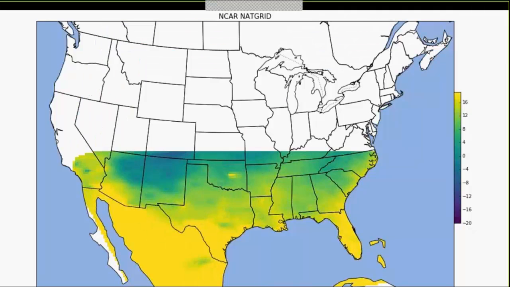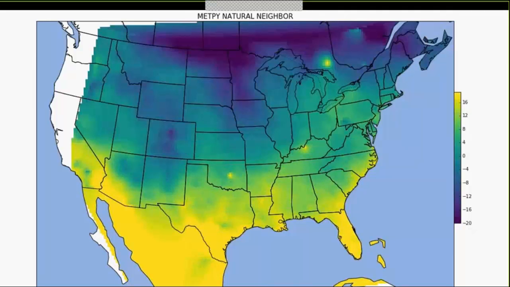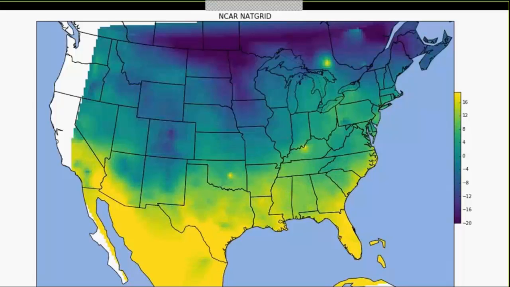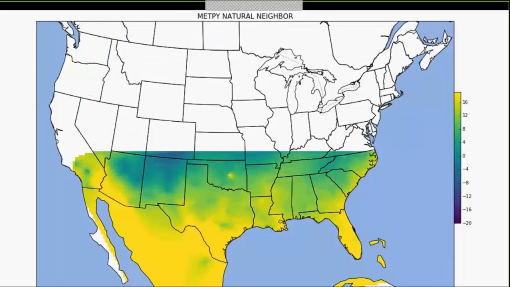And this is NCAR's net grid. So this is the existing wrapper. But then we look at MetPy, and I think it's much better as far as the stretching.